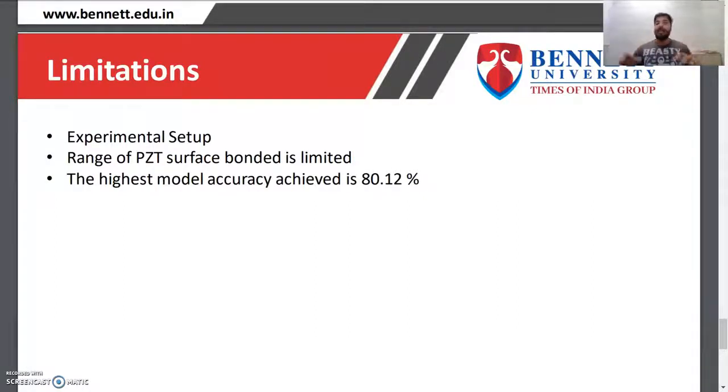Okay, and the highest model accuracy achieved was 80.12, right? Now this is a problem because the model accuracy was low. Hence when we are taking the values, we take values for a lot of percentages, and then we calculate the mean of those predictions, and then we get the results.